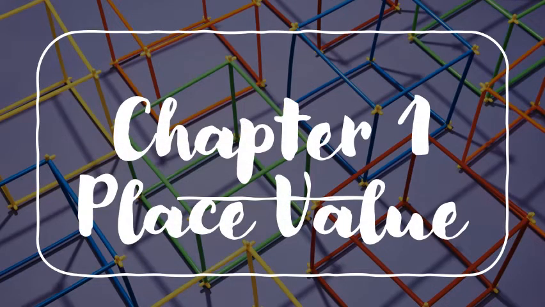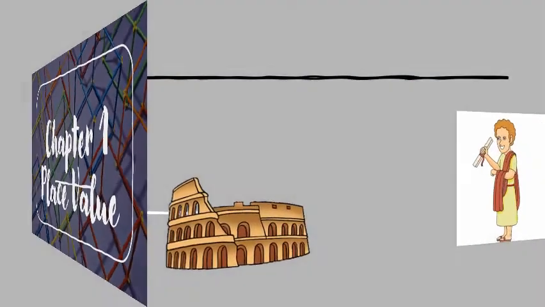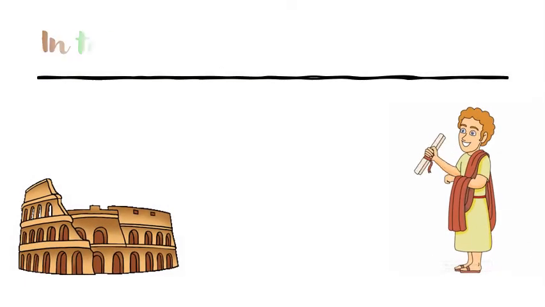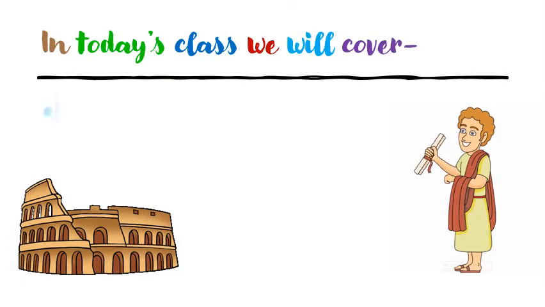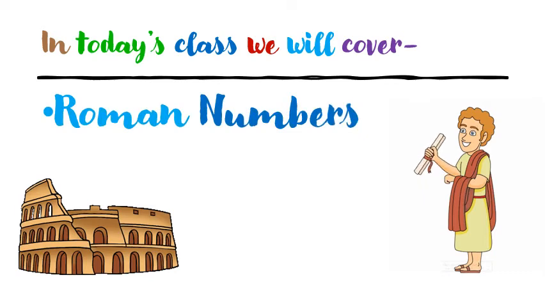Children, you all know that we are doing chapter number 1, place value. And do you know, today's topic is the last topic of the chapter. So, without any delay, let's start. Children, in today's class, we will cover Roman numbers.